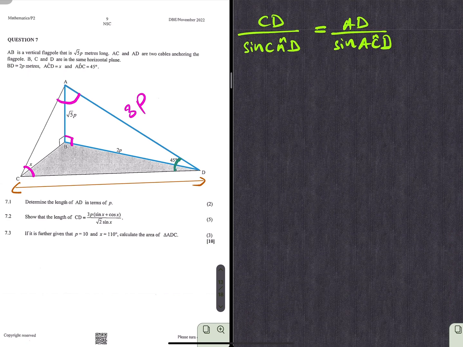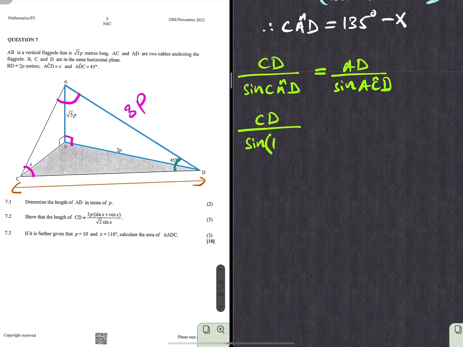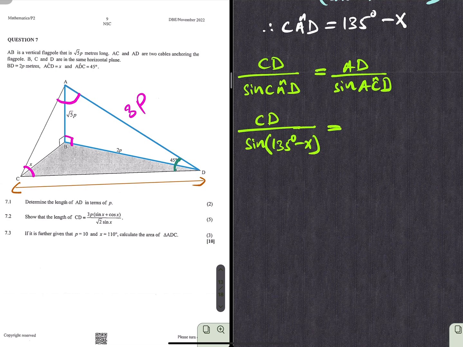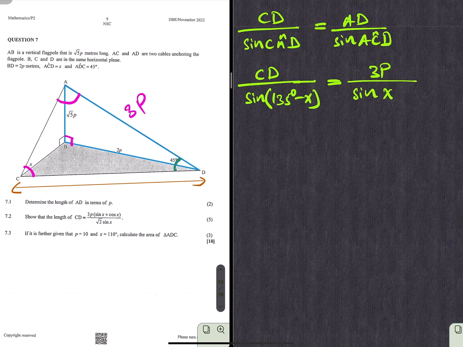Now we just need to substitute everything here. What is CD? CD is what we're looking for, divided by sine of that angle A, that is 135 degrees minus X. You close that, that is going to give you AD. What is AD? AD, you found that to be 3p, divided by sine of that angle C. We have X there. So from here, it's just algebra that is required of us.